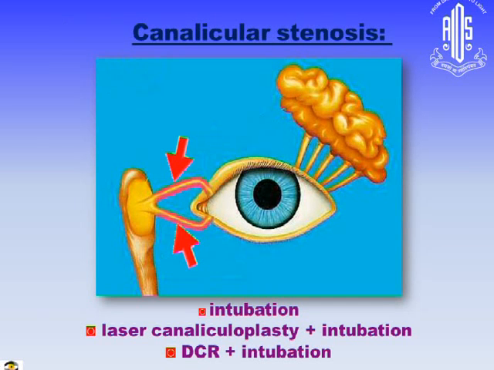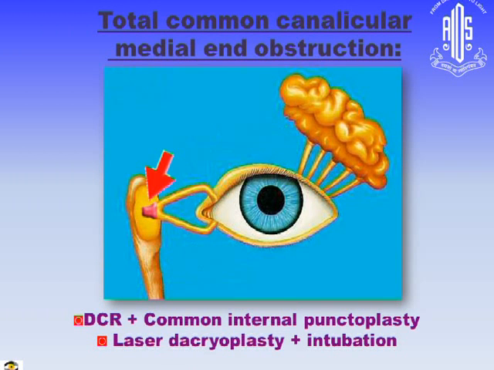Again, canalicular stenosis. Here you can see the bicanalicular stenosis. So we can go for intubation. We can go for laser canaloplasty with intubation. We can go for DCR with intubation. This is another condition where we are getting a total common canalicular medial obstruction. So here we can go for DCR with common internal punctoplasty, or we can go for laser canaloplasty with intubation.